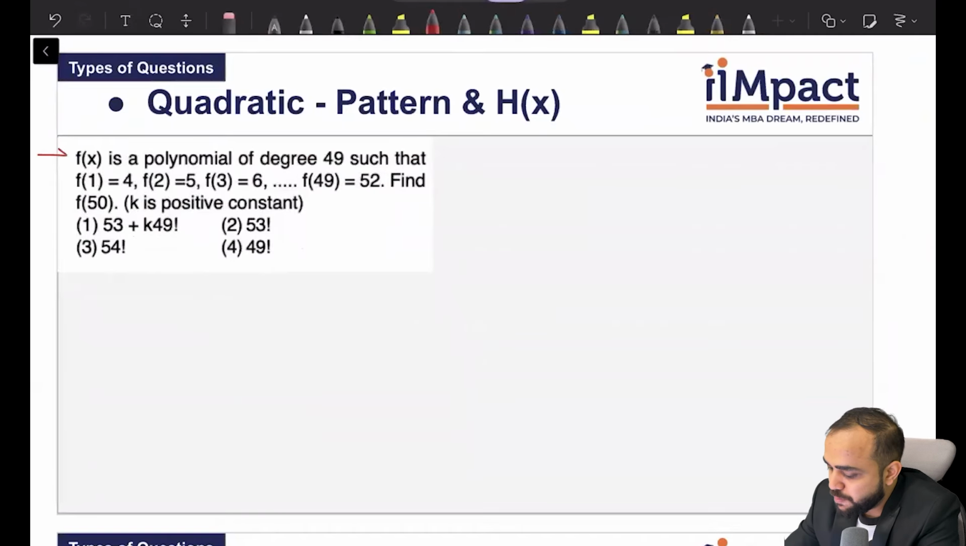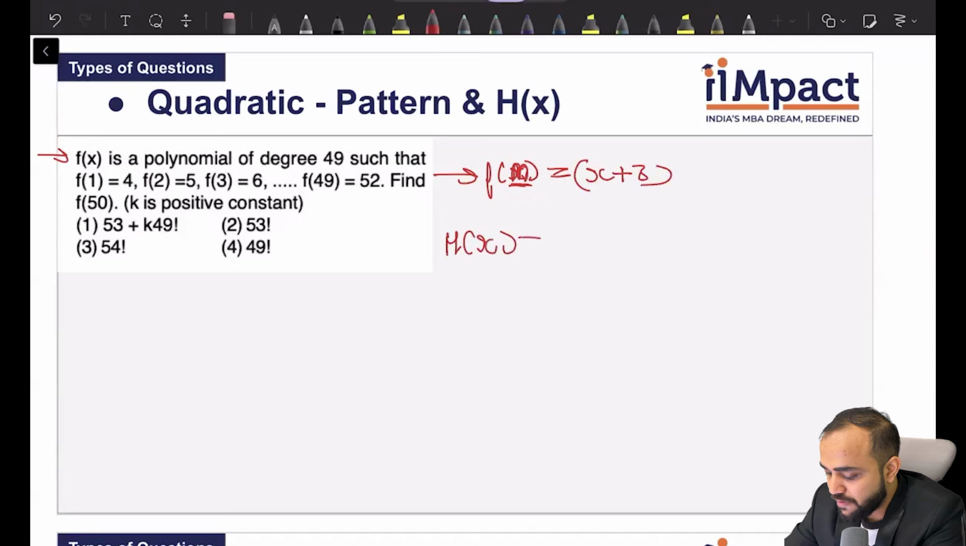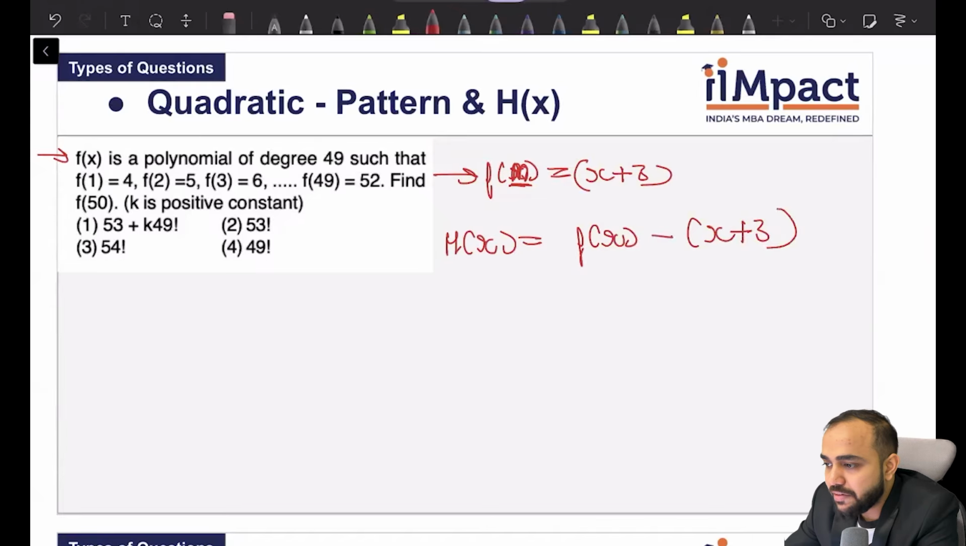f(x) is a polynomial of degree 49 such that f(1) is equal to 4, f(2) is equal to 5, f(3) is equal to 6. Have you spotted the pattern yet? What is the pattern? For f(n), I am saying n, not x, the pattern is n + 3. So what is the function that I will define? The function that I will define will be f(x) − (x + 3).